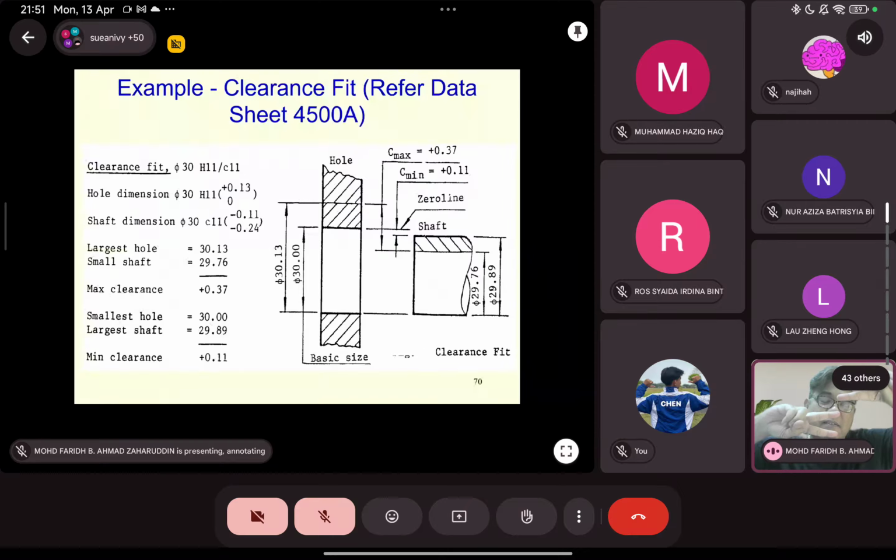Mana Roshaida? Cepat. Ini size lubang. Paling tinggi, paling rendah. Ini adalah aci, shaft. Aci selalu masuk dalam lubang. Dia duduk kat sini. Apa ni? Padanan kelegaan ke, peralihan ke atau gangguan?